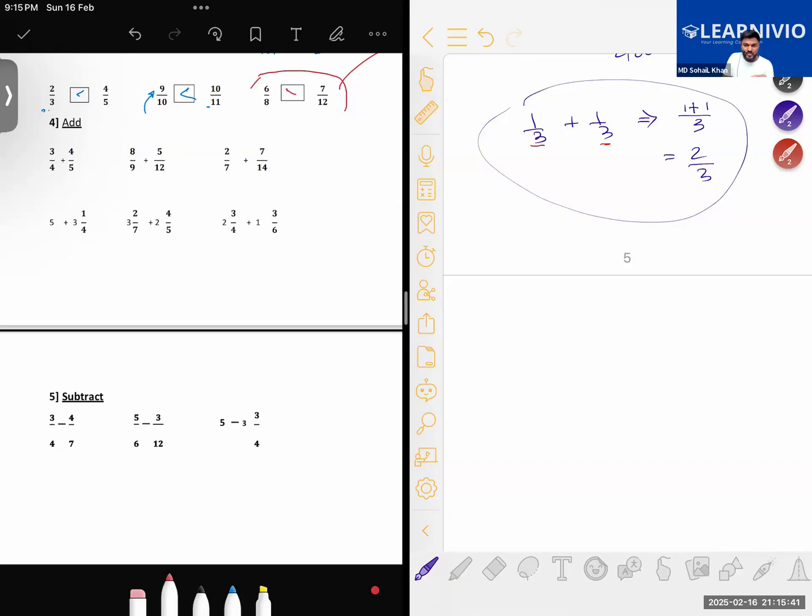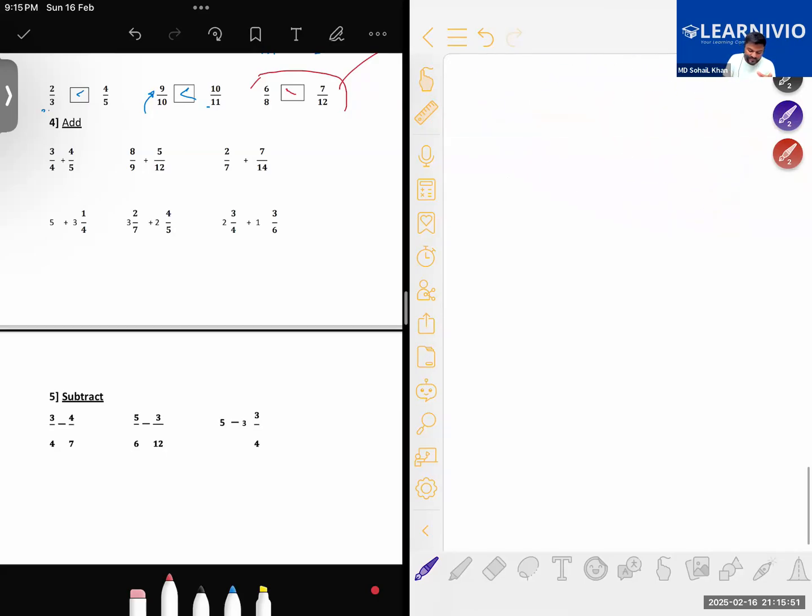Suppose you have unlike fractions, so you need to first convert them into like fractions, then you do the addition. You know how to convert them into like fractions, isn't it? I will do one of the questions for you. Consider this question: 2 upon 7 plus 7 upon 14. They are clearly not like fractions, so we convert them. First step is to find the LCM of the denominators. 7 and 14, the LCM will be 14.